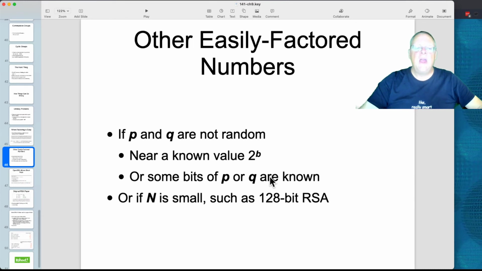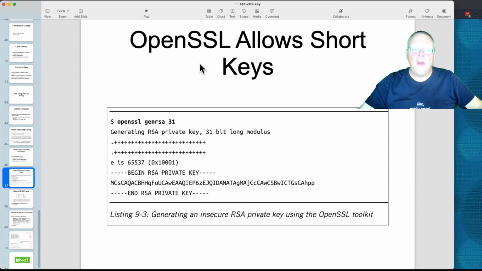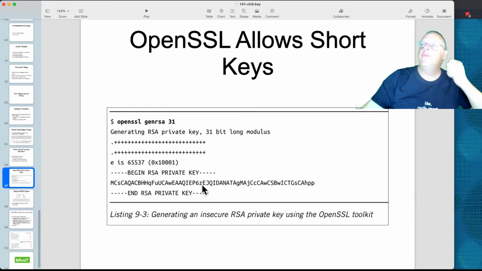Anyway, and then if you know something about P and Q, if you have some kind of leakage from a side channel where you know something about it, then of course that might make it easy to solve. Or if n is too small, like 128-bit RSA. That's not long enough. All right, and OpenSSL will let you generate really short keys like 31 bits. And of course, if you do that, they can easily be cracked by brute force.